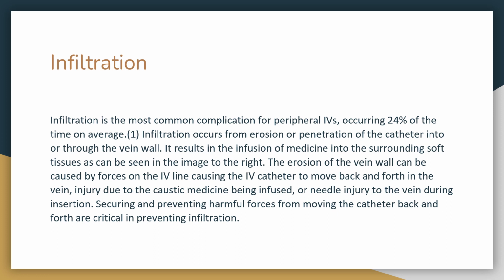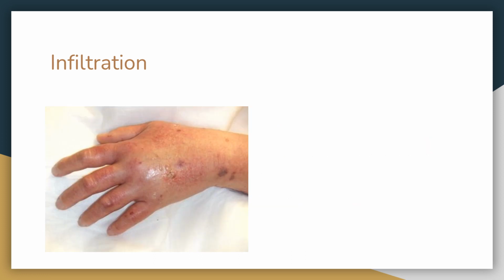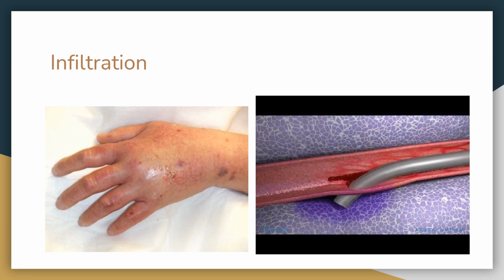The erosion of the vein can be caused by the forces on the IV line, causing the IV catheter to move back and forth in the vein, injury due to the caustic medicine being infused, or needle injury to the vein during insertion. Securing and preventing harmful forces from moving the catheter back and forth are critical in preventing infiltration. And here's a picture of an infiltration. This is an actual YouTube video. You should be able to click this in the downloadable file to actually have that play.